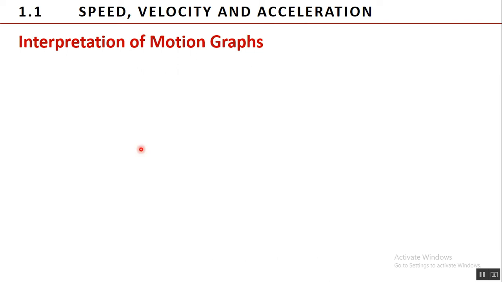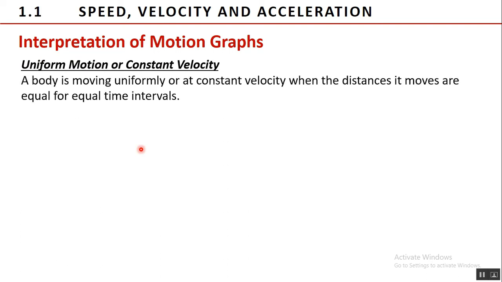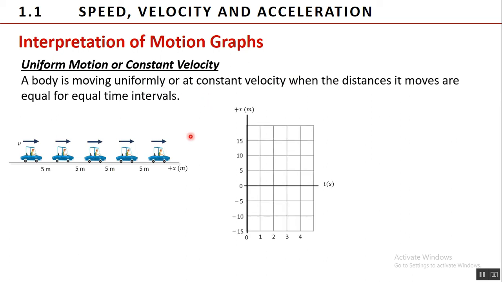For uniform motion or constant velocity, a body is moving uniformly or at constant velocity when the distances it moves are equal for equal time intervals. Let's say a car is traveling 5 meters every 1 second. At 0 seconds, the position is 0. 1 second later the car is 5 meters away from position 0. 2 seconds later, 10 meters. And 3 seconds later, 15 meters. Therefore, its velocity is a constant 5 meters per second.